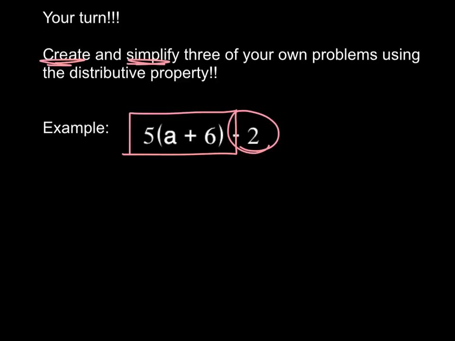So you need to have one part with the distributive property, and then you have to have at least one more thing so that after you distribute you can combine like terms. And you need to have 3 of these problems that you have created and simplified to share in class.